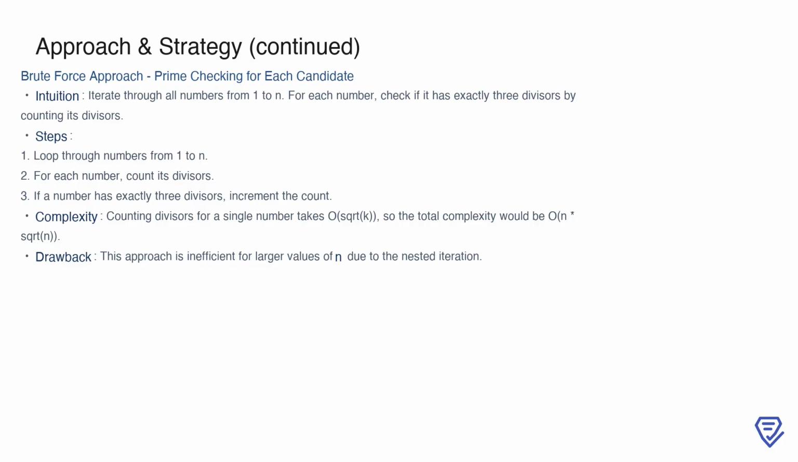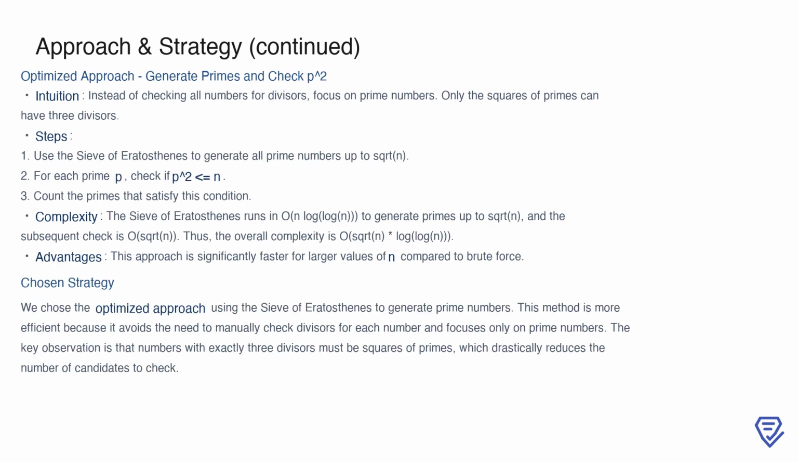This divisor counting for a single number takes sqrt k time, as we only need to check up to the square root of the number. However, since we are doing this for all numbers up to n, the overall complexity becomes n * sqrt n. While this method is straightforward and easy to understand, it becomes inefficient for large values of n due to the nested iterations involved. A more efficient solution involves optimizing the approach by focusing on prime numbers.